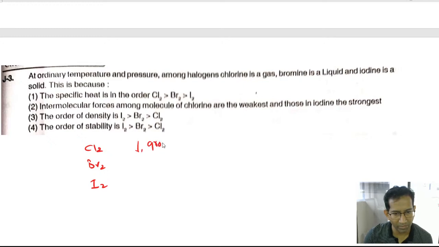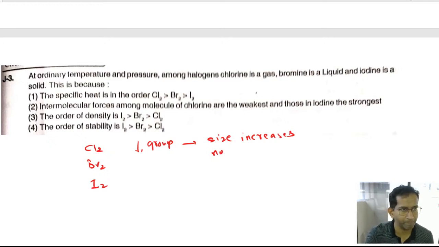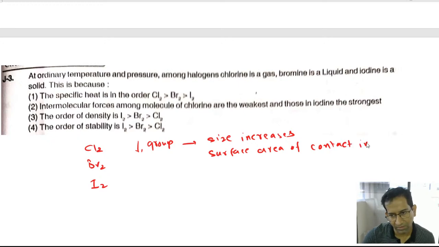Down the group, what happens? Down the group, size increases, number of electrons increases, surface area of contact increases. Due to all these factors you get a greater van der Waals force.